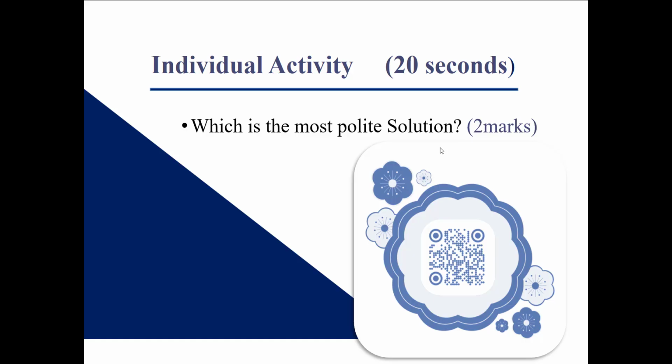Now let's do an individual task. You will choose the most polite solution by scanning the QR code on your screen. You have 40 seconds. This activity counts for 2 marks. Yes, let's see your answers. Good, good. Very good, excellent.